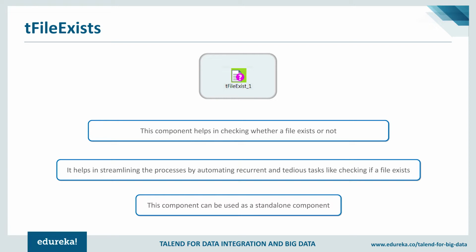It helps in streamlining the process by automating the tedious task of checking if a file exists. We can schedule a job for every 10 minutes and it checks the file. If it is available, it will continue. Otherwise, it will logically end the job. This component can be used as a standalone component, so it doesn't need any external input. It just needs the path and name of the file to check whether it exists or not.